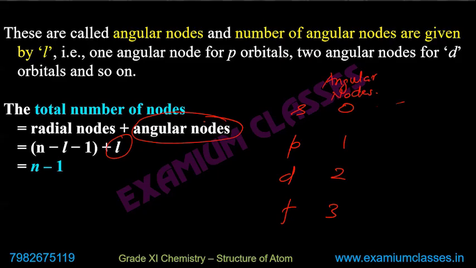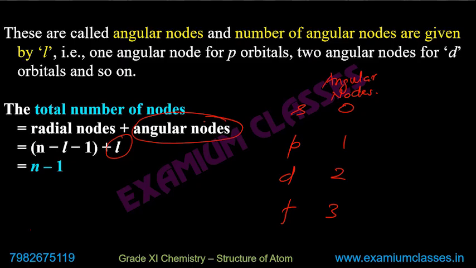It means in S, you won't have any angular node. There will be only radial nodes. In P, there will be one angular node. In D, two. In F, three, and so on. The radial nodes formula is n minus L minus 1. N minus L minus 1 radial nodes will be there.